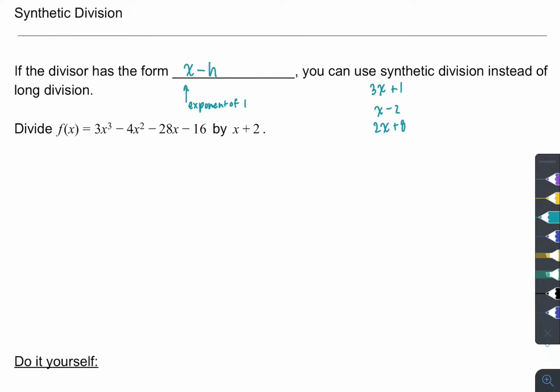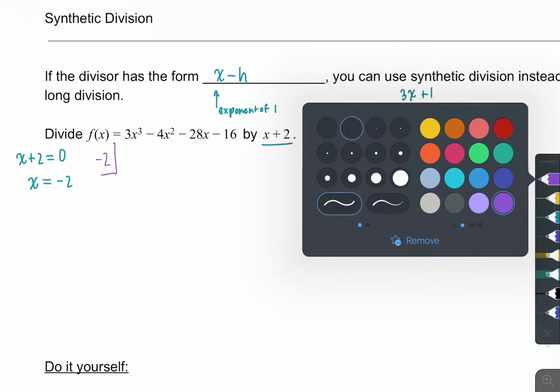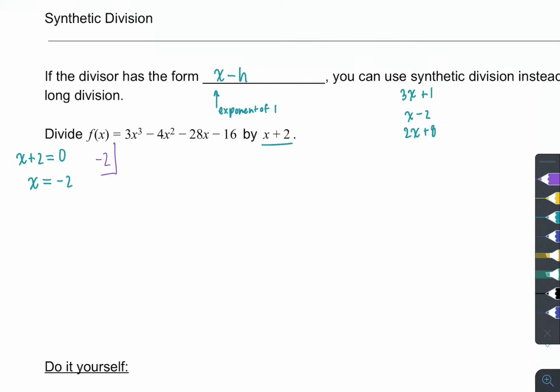Okay, so with synthetic division, it's a little bit of setup. I'm going to do x plus 2 and set it equal to 0. So I'm taking this and setting it equal to 0 and then solving. So I get x is equal to negative 2. I'm going to take this negative 2 and put it in this corner. And then below that, I'm going to write each of these coefficients in order. So I have 3, negative 4, negative 28, and negative 16.